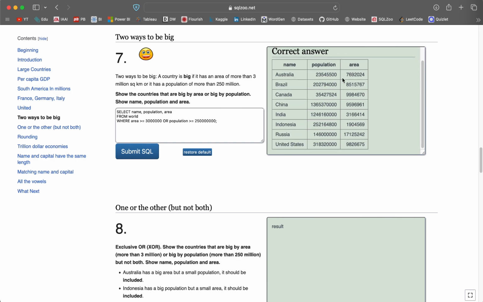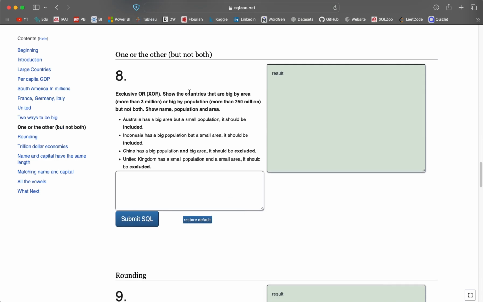Beautiful. So these are countries that are considered big if we're going by the statistic of a country's area being more than 3 million square kilometers, or its population being over 250 million. Not both, but at least one of them. Now this gets a little bit more tricky, but it's very easy to understand. One or the other, but not both.